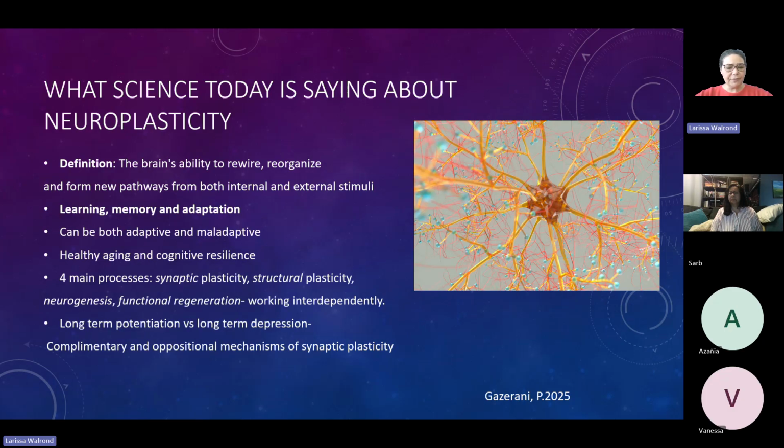So another couple of terms that I learned for this lesson: long-term potentiation and long-term depression. These are complementary oppositional mechanisms of synaptic plasticity. Potentiation has to do with using the pathway or building new pathways that already exist. And depression is understanding a pathway and realizing you don't want to use that pathway and avoiding using that pathway. So they work together.